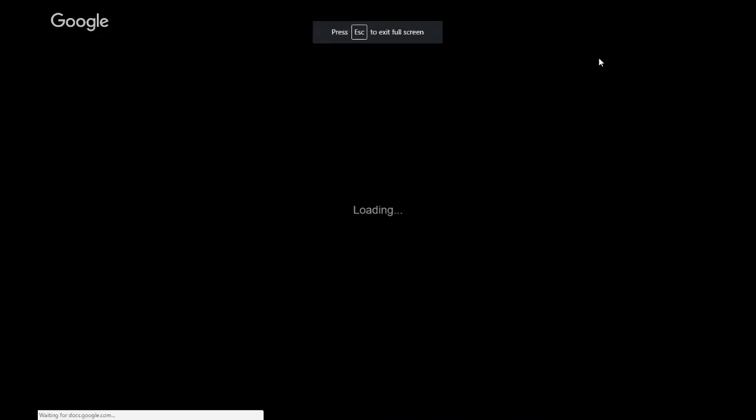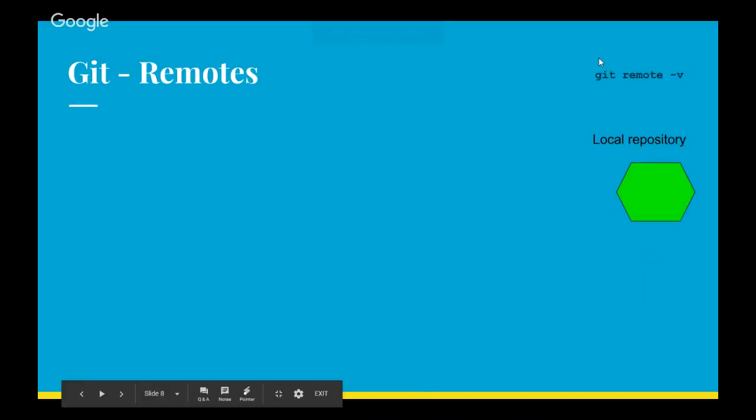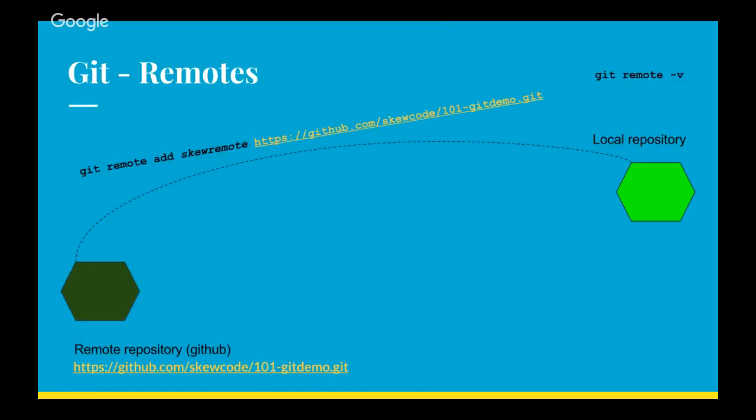So let's look at how you would add a remote. When you did a git clone, you automatically got a remote called origin, which is pointing to the remote repository. However, you can add one manually yourself using the command git remote add. You give it a name, something like origin, my remote, my remote one, whatever you want to call it, right? And here's the remote repo URL. So that's how you add a remote.